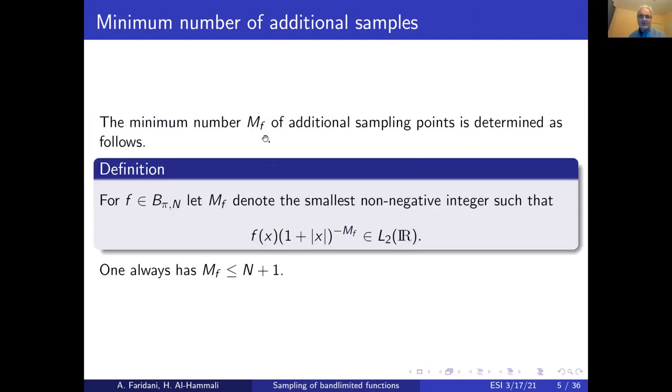So then we will need an additional number of sampling points to compensate for possible polynomial growth as well as to increase convergence. The minimum number that we need for a given function in B pi n we denote by m sub f. And m sub f is the smallest non-negative integer such that f of x times 1 plus absolute value x to the minus m_f is a square integrable function. It turns out that this minimum number of samples required will never exceed n plus 1 if f is in our space B pi n. And again, B pi n is the space of bandlimited functions that grow at most as polynomials of degree n on the real line.